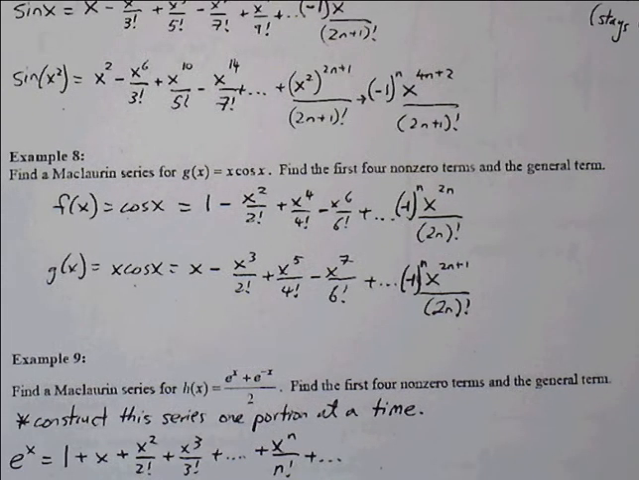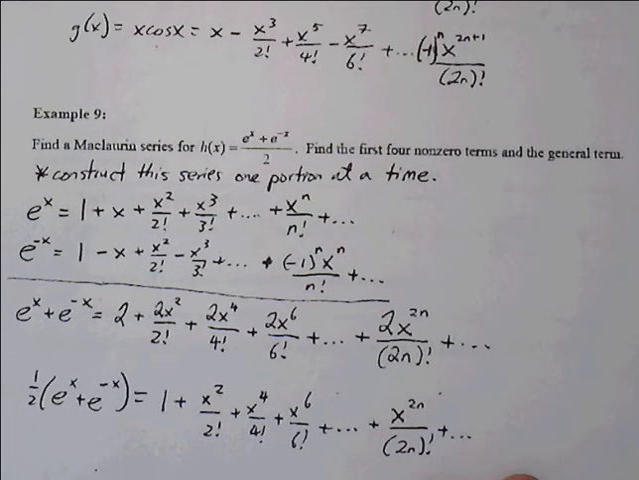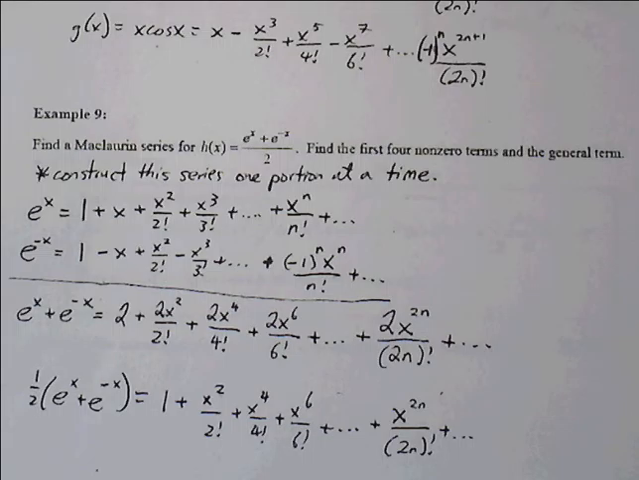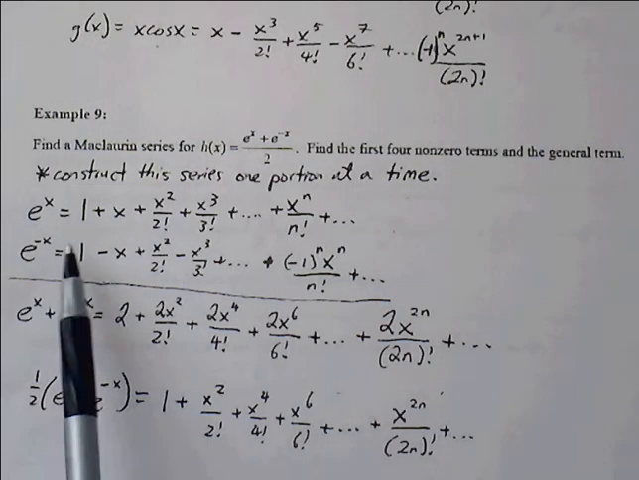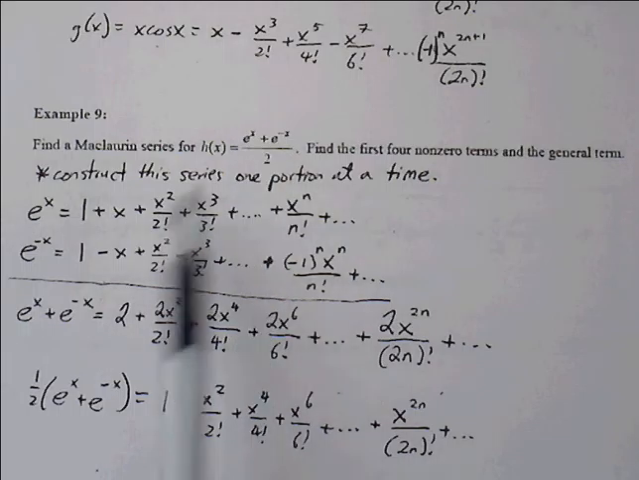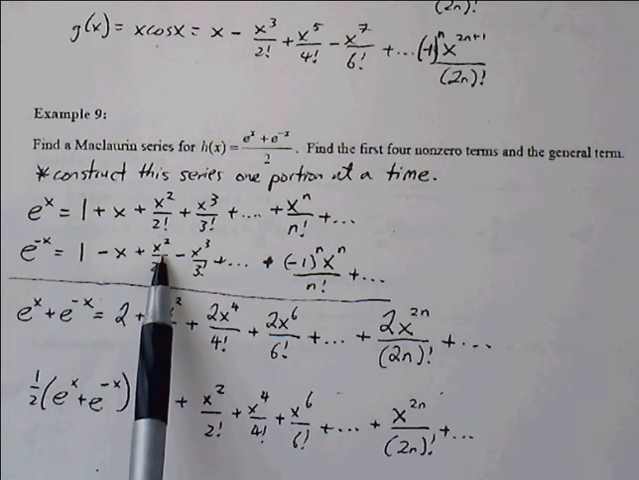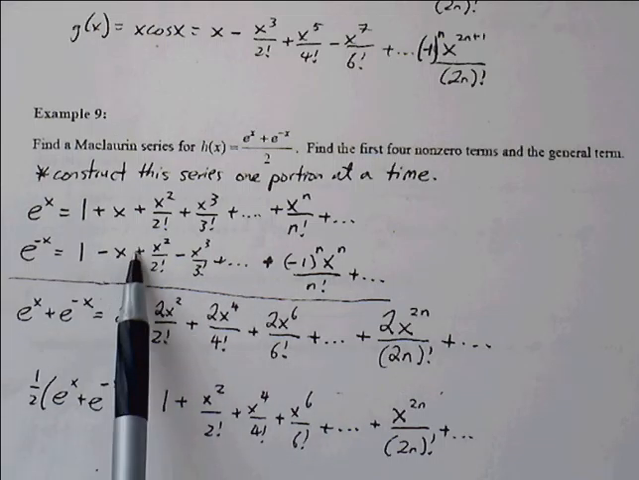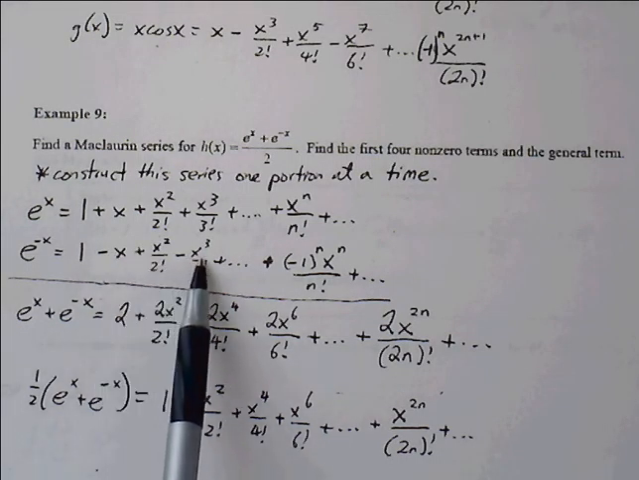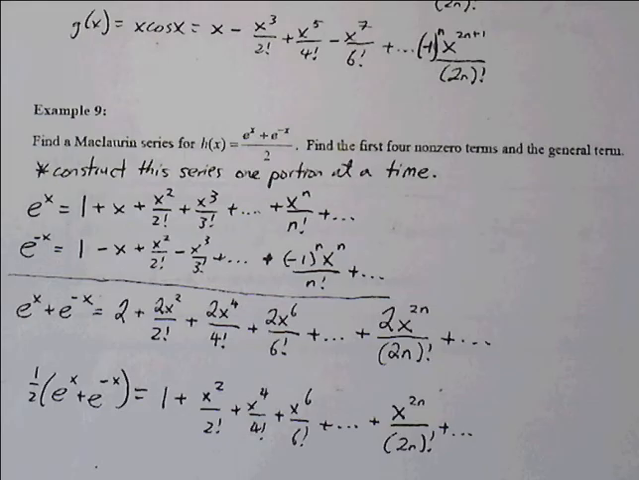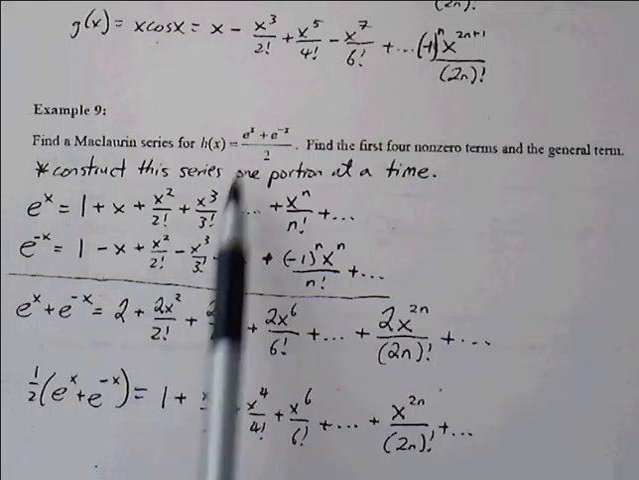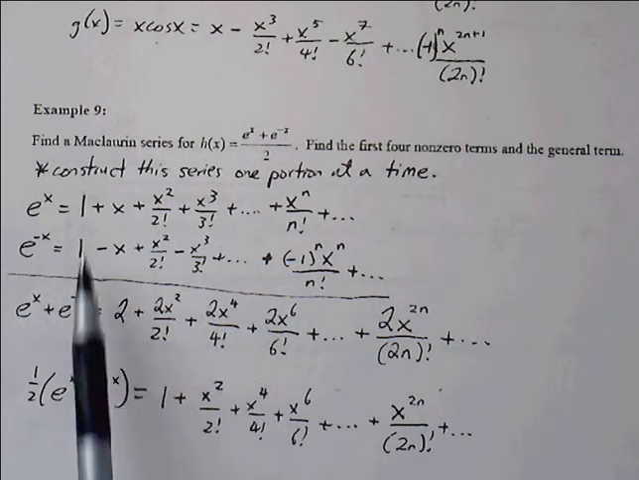Okay, final example here. Find a Maclaurin series for e to the x plus e to the negative x over 2. We're going to construct the series one portion at a time. We're going to deal with e to the x first. So here's e to the x. For e to the negative x, which is the second portion, we're going to just replace every x we see with a negative x. And so that's just going to alternate the signs for the terms. So I'm basically going to include a negative 1 to the n in front. Now if we add these together, then that will give me e to the x plus e to the negative x. So 1 plus 1 is 2.